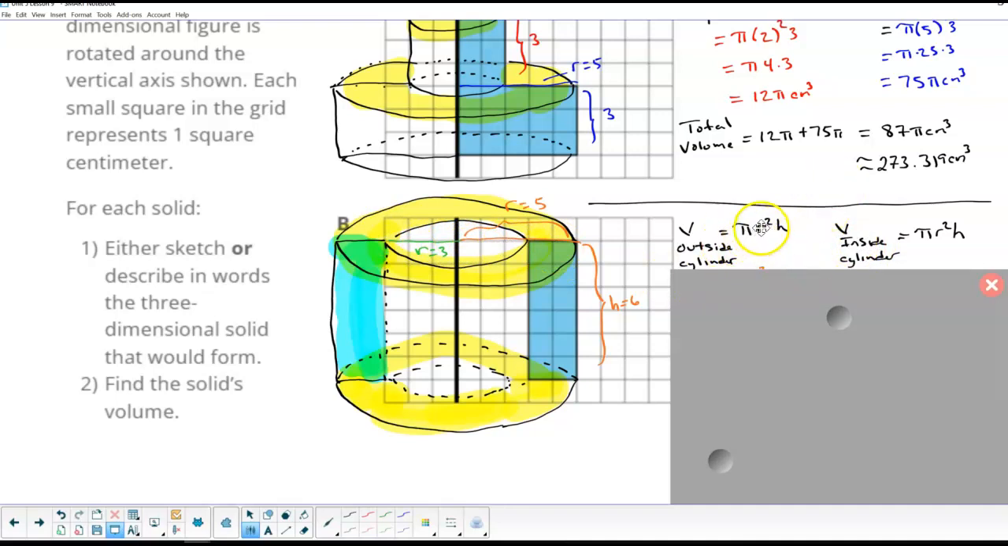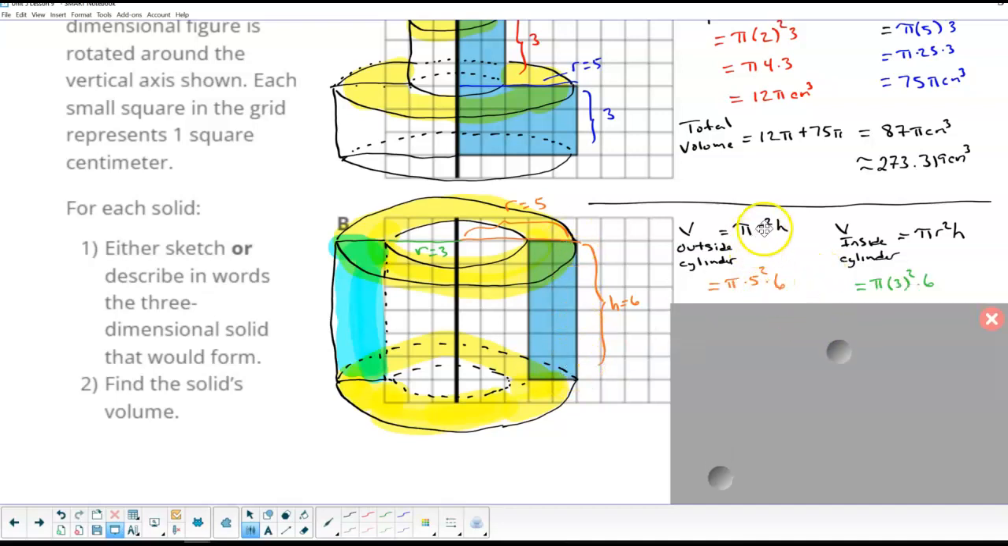Notice the exact same formula: area of the base, pi r squared, times the height. For the outside cylinder, we go from the axis of rotation out 1, 2, 3, 4, 5 units. So my radius is 5, my height is 6. Notice the inside cylinder, the one that's hollowed out. That is 1, 2, 3 units because it's 3 units from the axis of rotation. And it has the same height as the other cylinder.